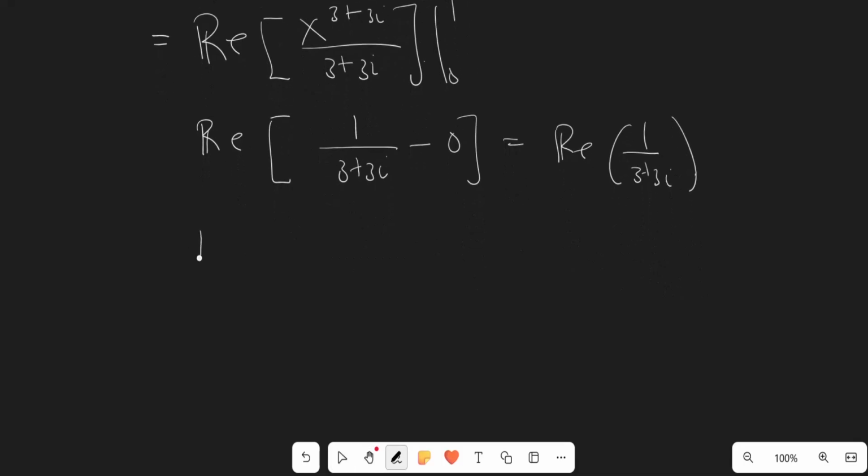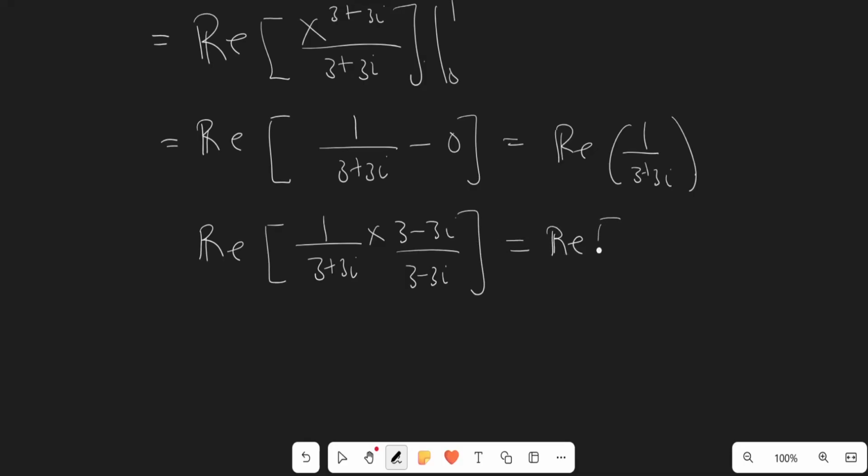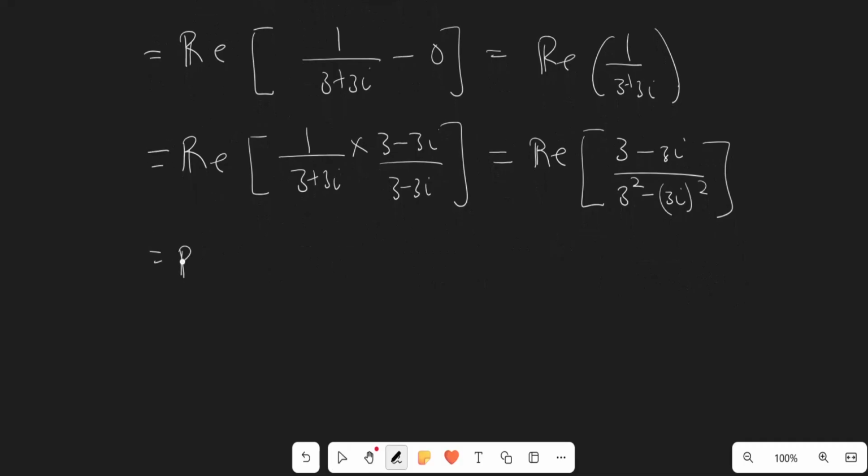At this point, we can now rationalize our denominator. So we have the real part of 1 over 3 plus 3i multiplied by 3 minus 3i over 3 minus 3i. That is by taking the conjugate of the complex number. So that's going to be the real part of 3 minus 3i all over, this is like a difference of two squares, so 3 squared minus 3i squared. 3i squared is negative 9, so minus negative 9 gives us 9 plus 9, which is 18.